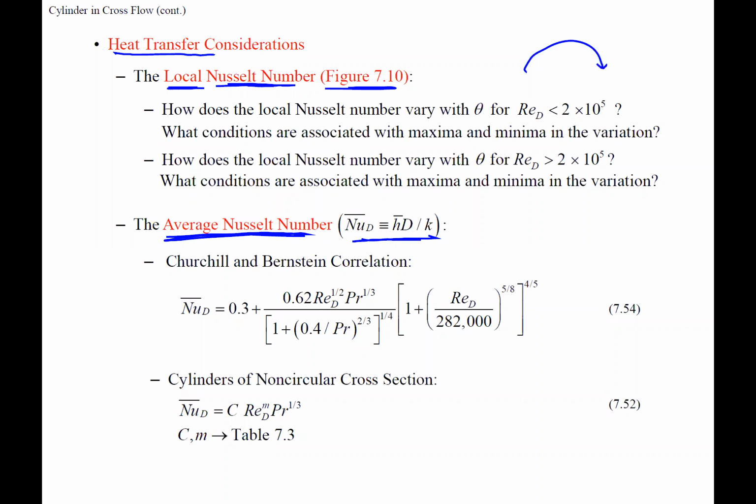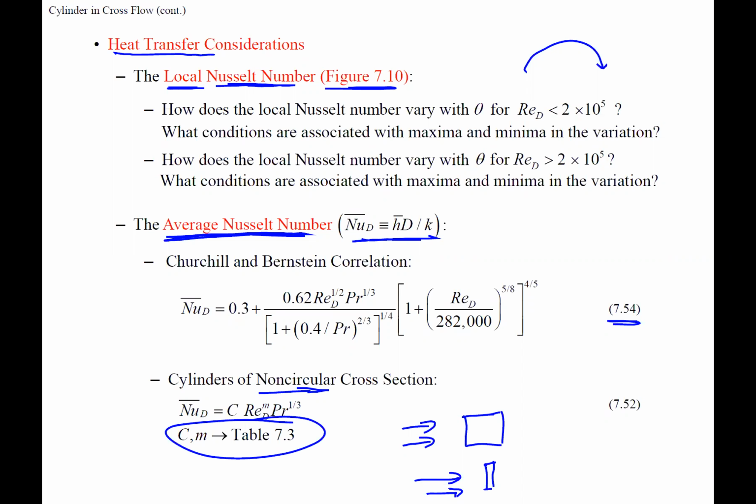Okay, so then the correlation where Nusselt number is a function of the Reynolds number and Prandtl number, we have equation 7.54 for a circular cross section. We also have one for a non-circular cross section. Okay, so cross flow, if you had, say, a square profile, they also have like a hexagon, or a vertical plate.